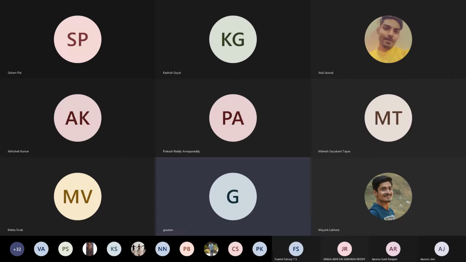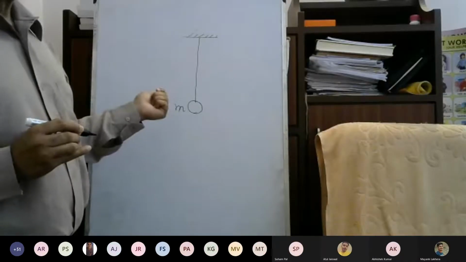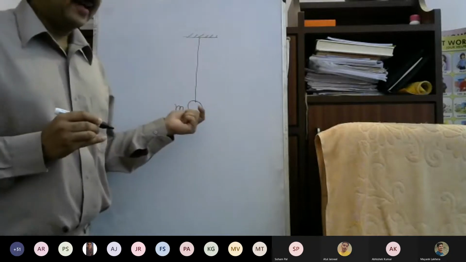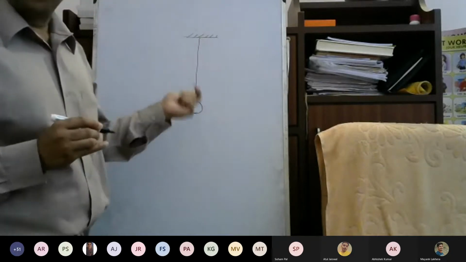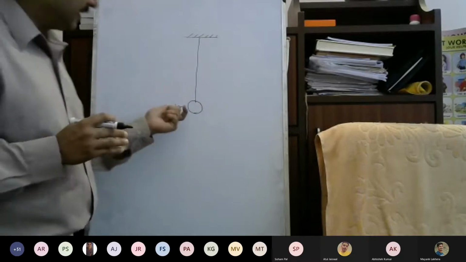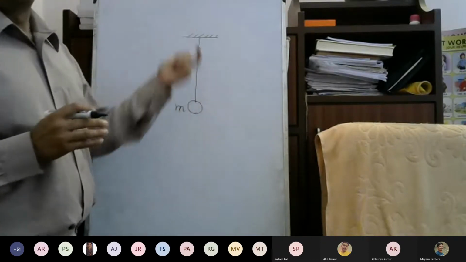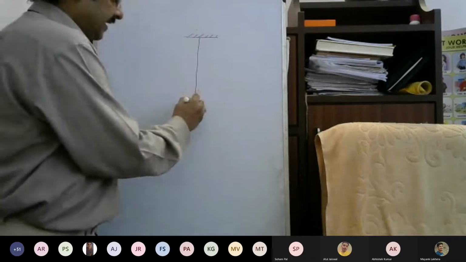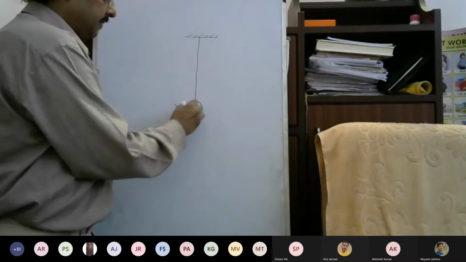Mass. So this is again one kind of analysis trick which we'll always follow. That is the modeling. We'll simplify the model. I'll talk about this modeling a little bit later. But this is a model of a simple pendulum, which is a rigid point mass. We'll consider this to be a point mass.